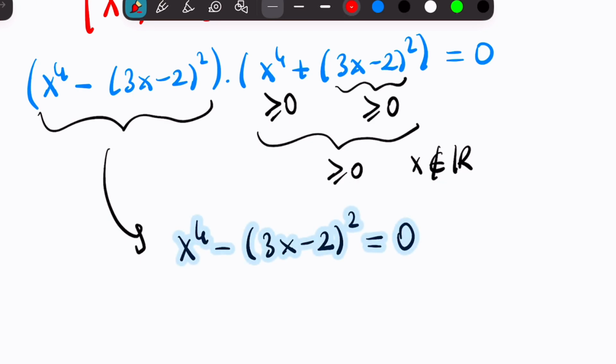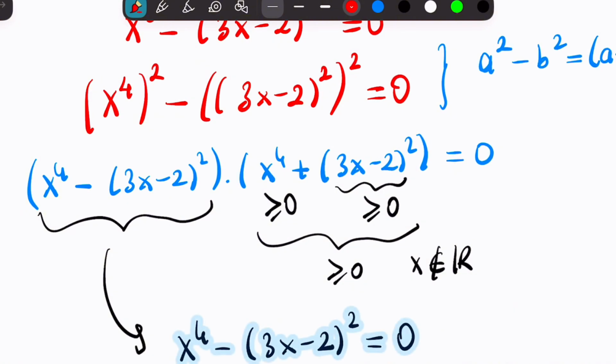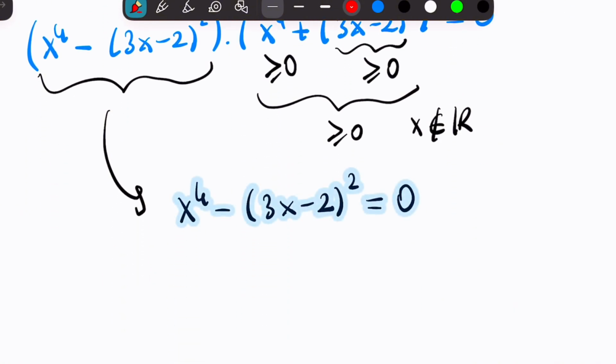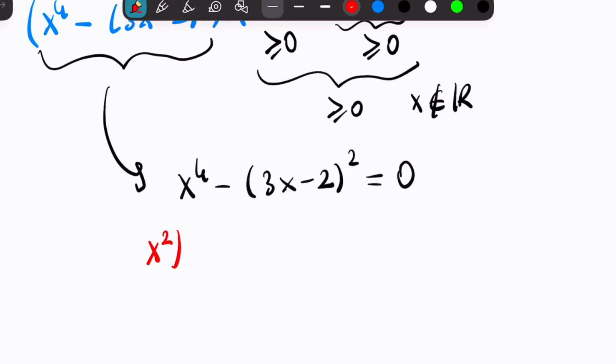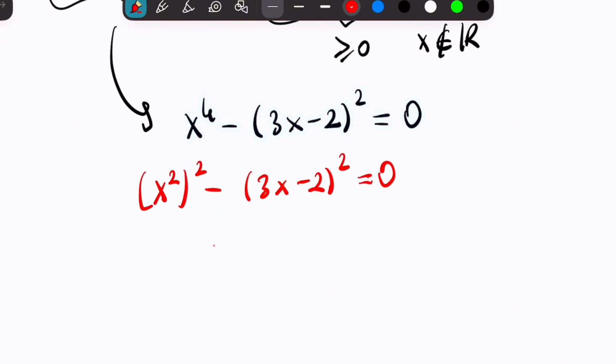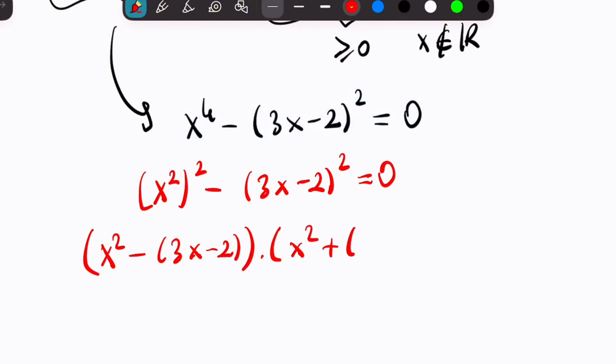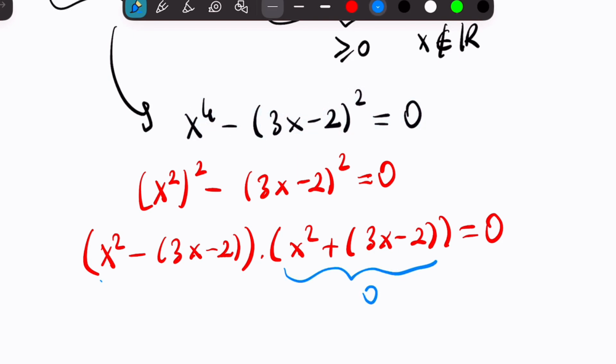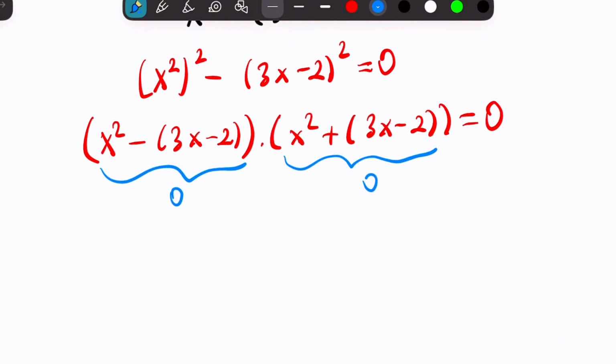We use the same identity again. (x squared) squared minus (3x minus 2) squared is equal to 0. Let's express this with the help of the identity: (x squared minus (3x minus 2)) times (x squared plus (3x minus 2)) is equal to 0. Then either this is equal to 0 or this is equal to 0.